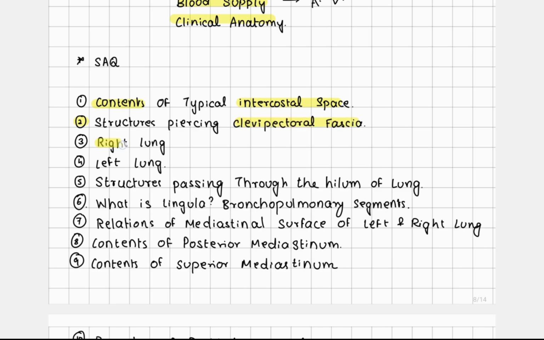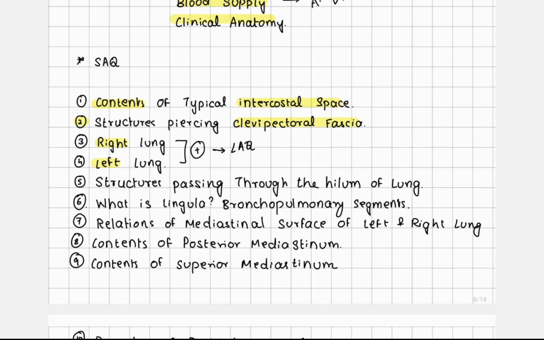This both combined question can also come in form of an LAQ. So in this also you need to mention the features, that is apex, base, borders and surfaces in detail, fissures of each lung and lobes, and the impressions which they make on mediastinal surfaces. Also the arterial supply and nervous supply and venous drainage.